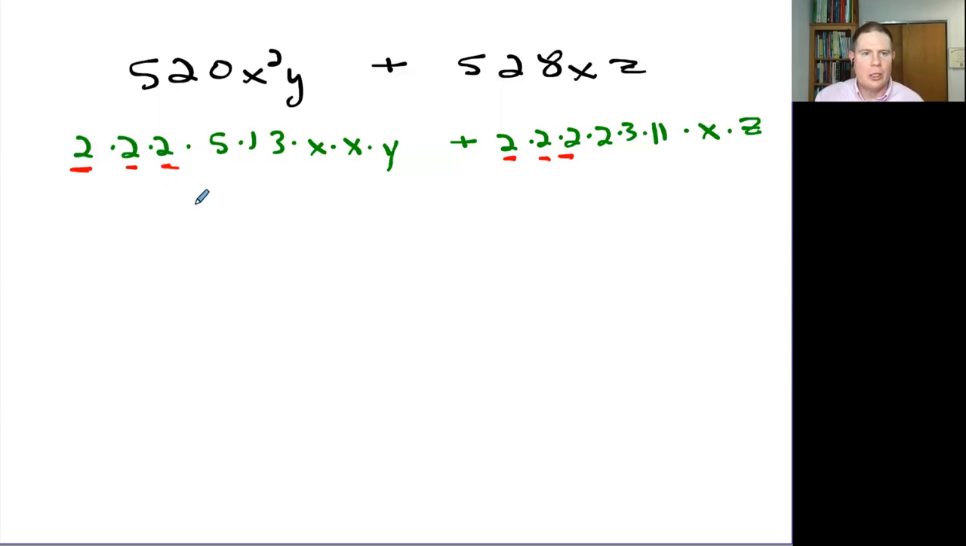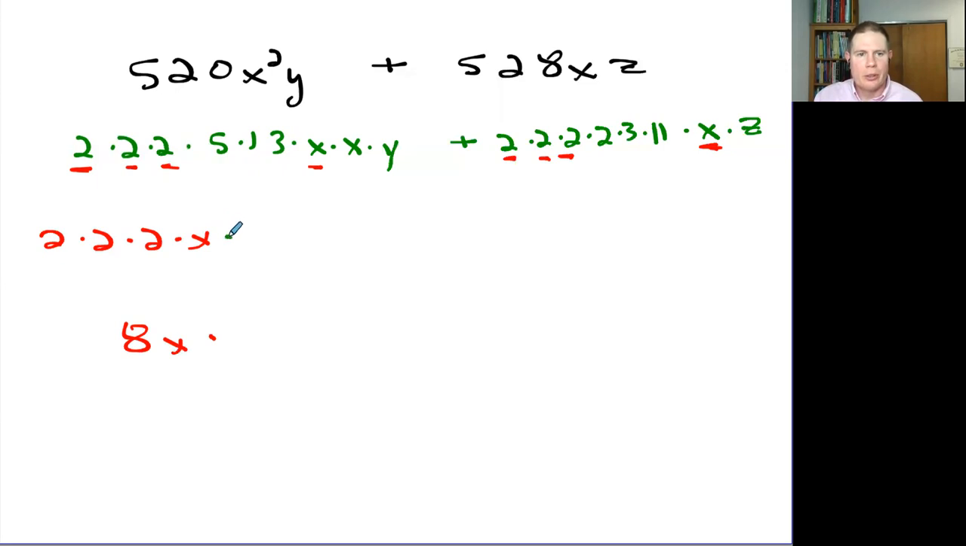There's our old friend 8. I don't have any 5s over here. Don't have any 13s over here. But the next factor here is x. I do have an x over here. The next factor is a second x. I only had one. All right. Next factor is a y. No y's over here. Going the other way, I only had 3 2's, no 3, no 11, no z in this expression. So my GCF is 2 times 2 times 2 times x. In other words, 8x.